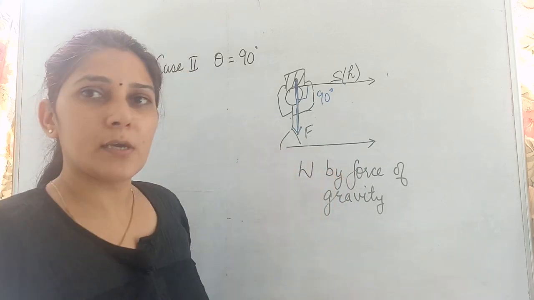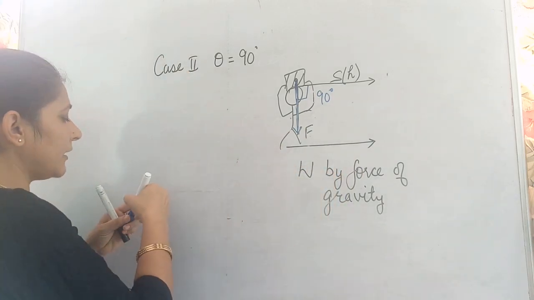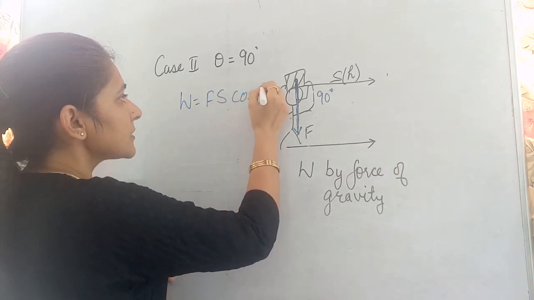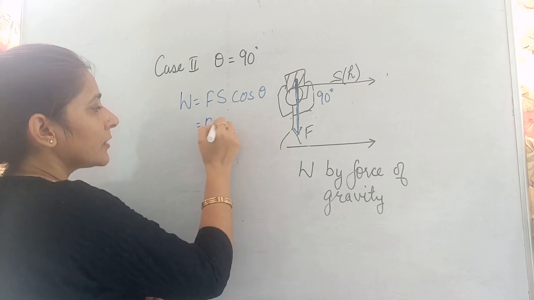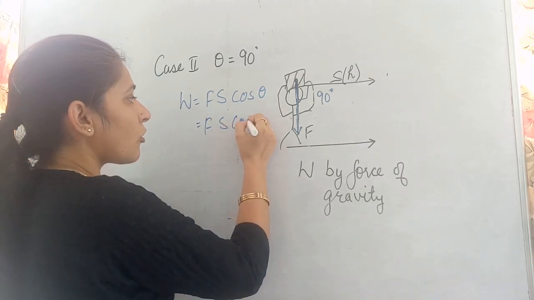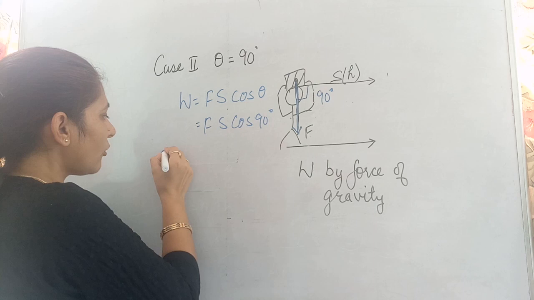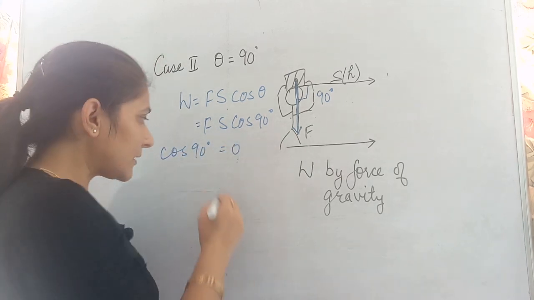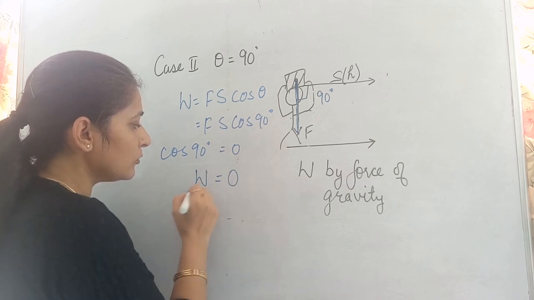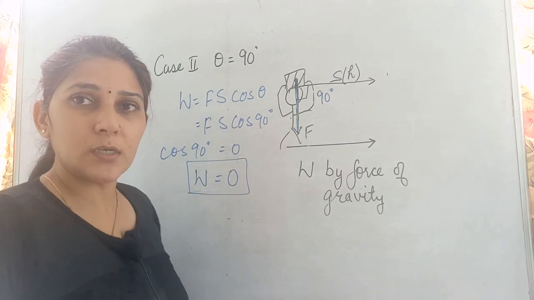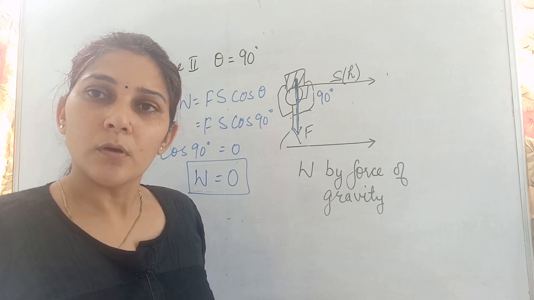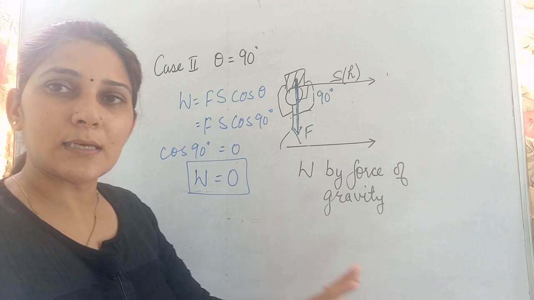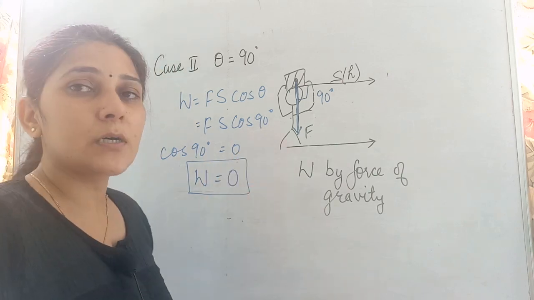In these kind of cases, what will be the work done? Work done is equal to same formula, Fs cos theta. What is theta? This is cos 90 degrees. And all of you are aware cos 90 degrees is equal to 0. That means work done is equal to 0. In this situation, the work done is 0. No formula, no other value is required to put over here. M likhna hai, g likhna hai, nothing is required. Because simply we are getting work done is 0.